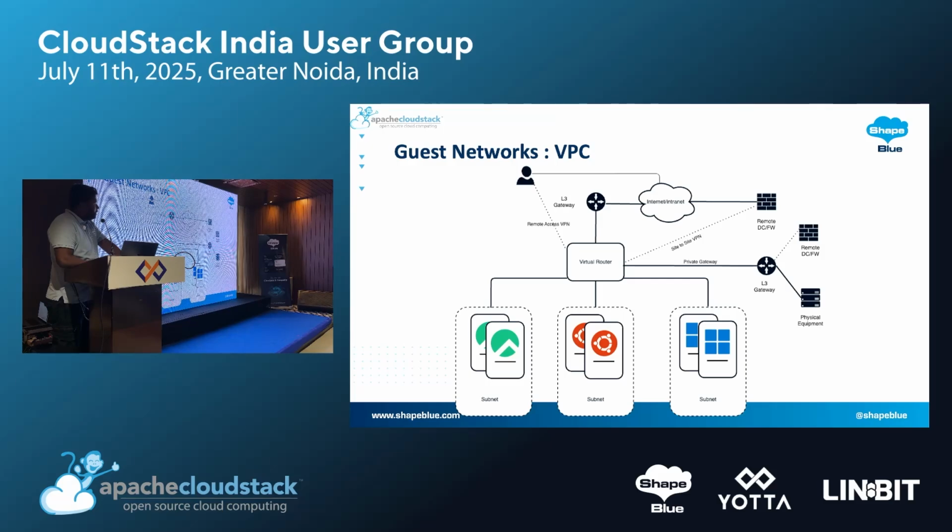Also, we just got remote access VPN, and you can use a private gateway and connect to, again, remote data centers, another VPC, or some physical equipment in your data center or premises. You can send the traffic over the L3 gateway, and the rest of the transport you can figure out, probably using any transport technology. And this is VPC for you, right?